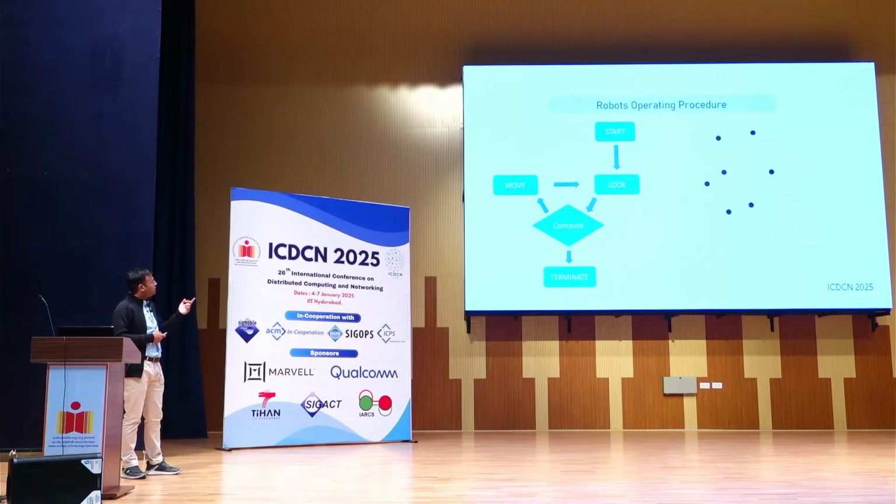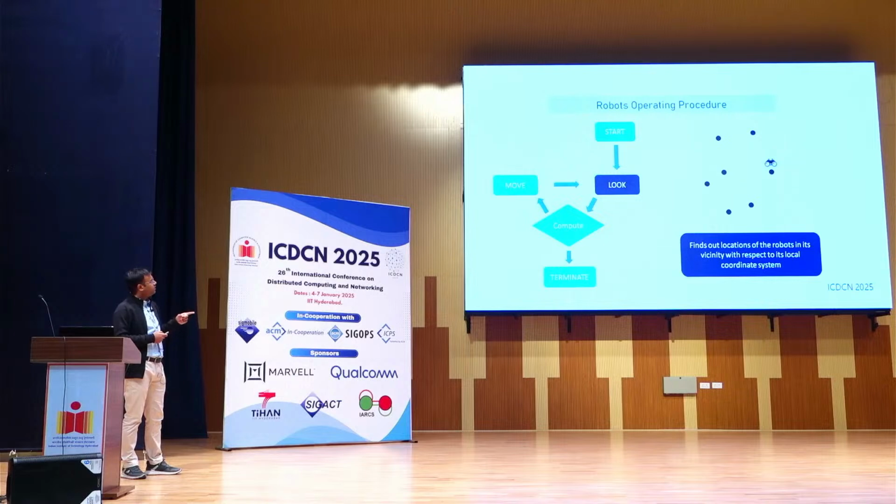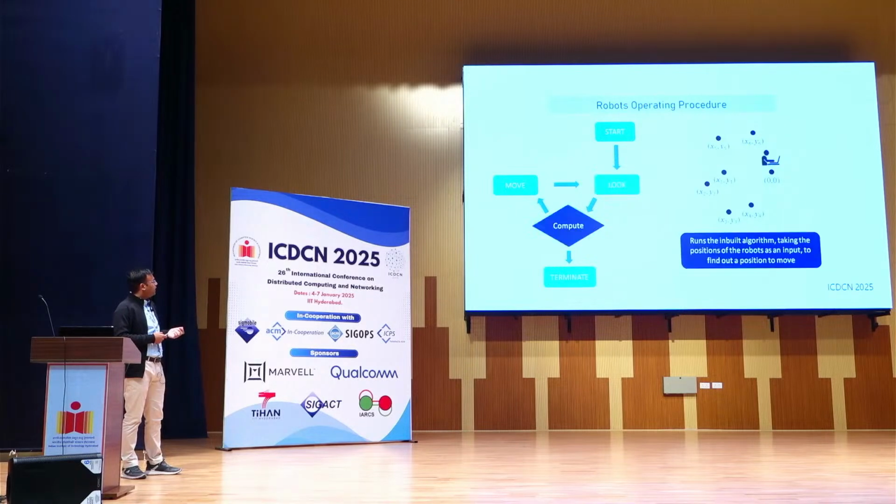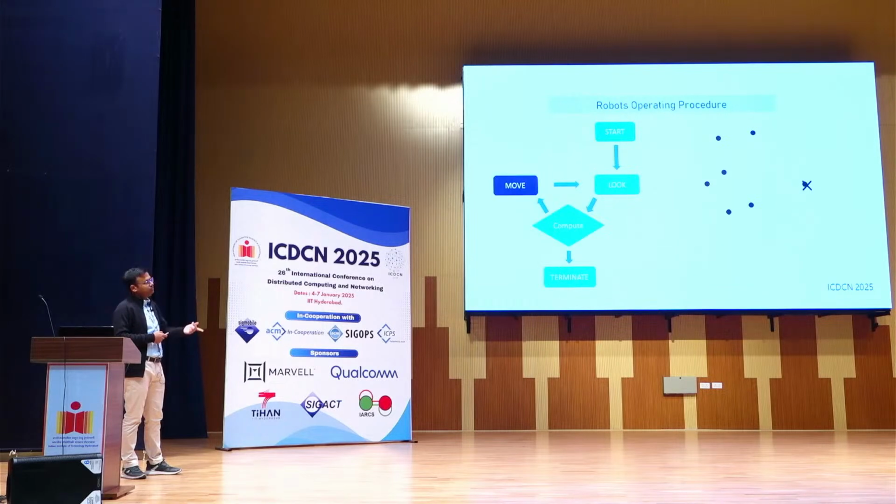Let's consider these black dots as robots and focus on this one. On activation, first it enters the look phase where it takes an atomic snapshot of the surroundings, by which I mean finding out the positions of the other robots with respect to its local coordinate system. Then it enters the compute phase where it runs the inbuilt algorithm and finds out a position, and next it enters the move phase and moves to that computed position.